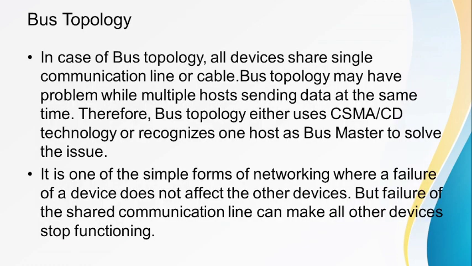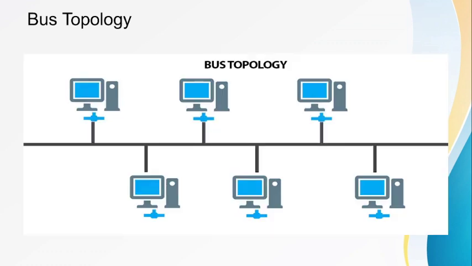The next is a bus topology. In case of a bus topology, all devices share a single communication line or cable, and this topology may always have a problem, especially when multiple hosts are sending data at the same time. Now, looking at the image, you can see a single cable, this line here, this is the backbone, and then each computer is connected individually from the main cable. This is called a bus topology.